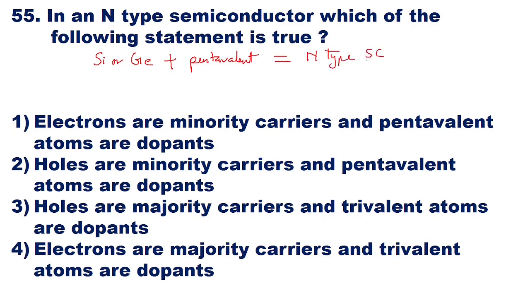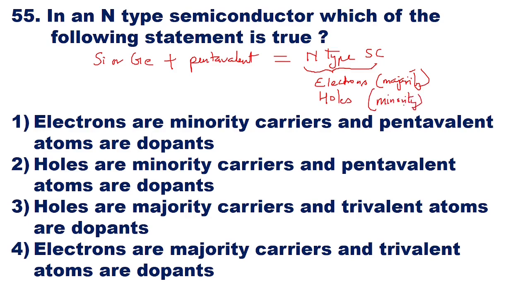Now, when we add a pentavalent impurity and get an N-type semiconductor, in the N-type semiconductor the majority charge carriers will be electrons. The majority charge carriers will be electrons because we are adding a pentavalent impurity to a pure semiconductor. So, majority charge carriers are electrons and minority charge carriers are holes. So, holes will be minority charge carriers.